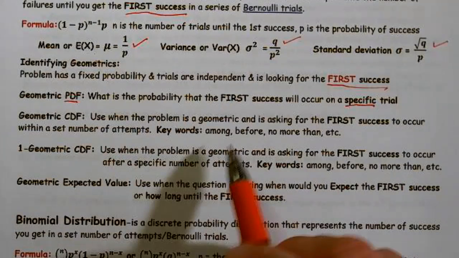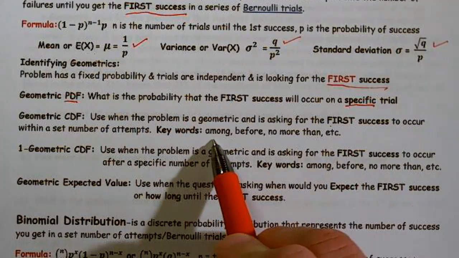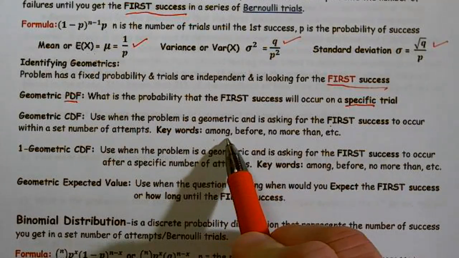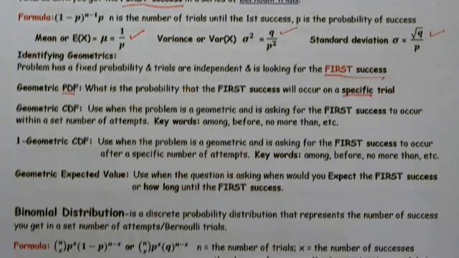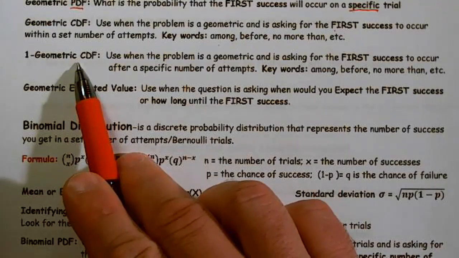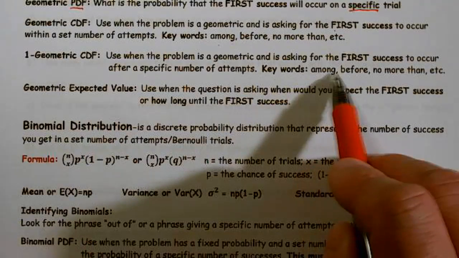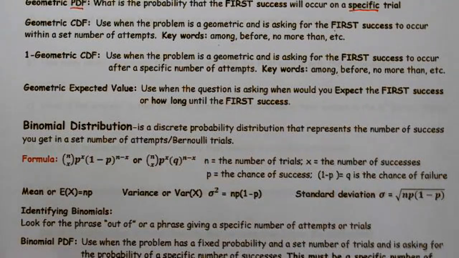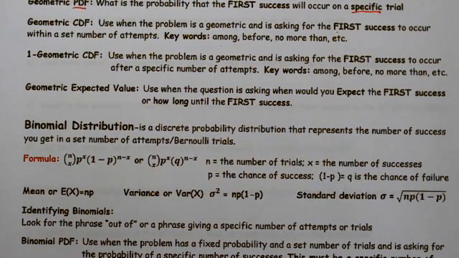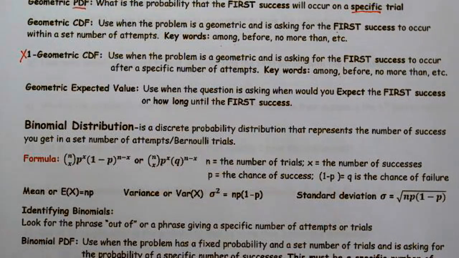But once again, the key word that tells you it's a geometric is first, and these are your keywords to let you know whether or not it is a CDF. 1 minus geometric CDF is not very likely to happen, but words like among, before, etc., let you know that it's a CDF, and then you're looking at the words at least. But that's probably not going to happen, so I'm not going to worry too much about this. You can probably cross that out and ignore that.